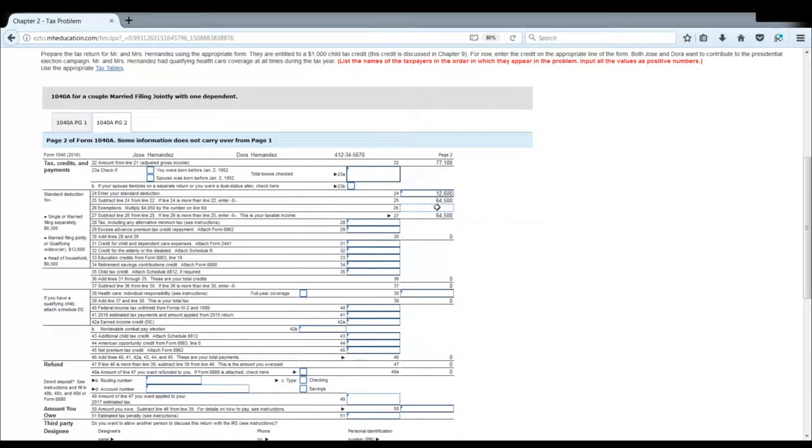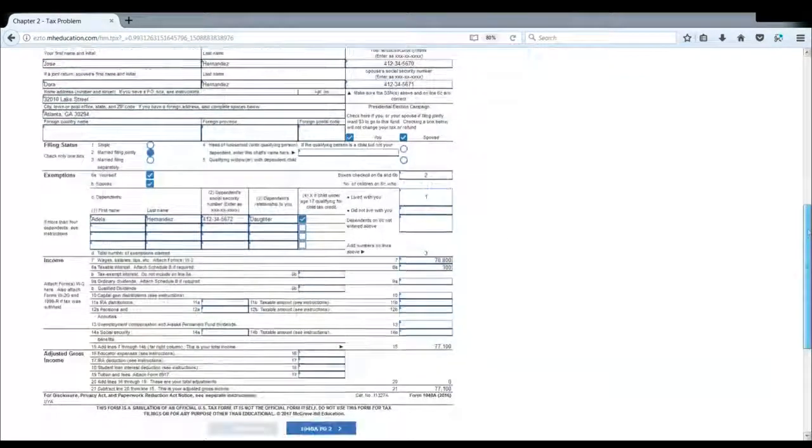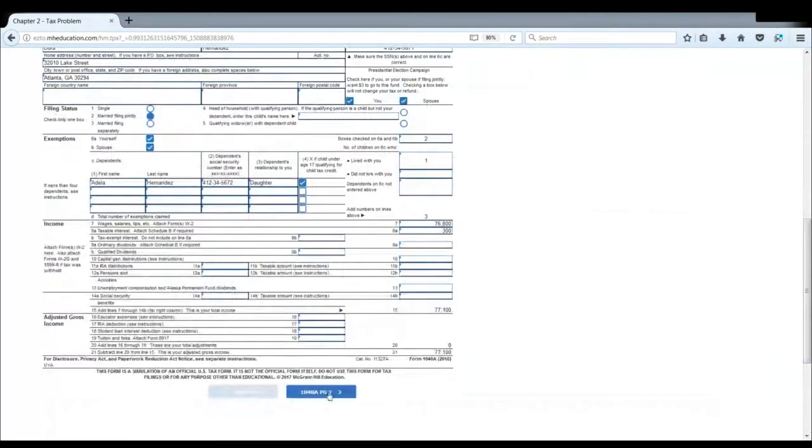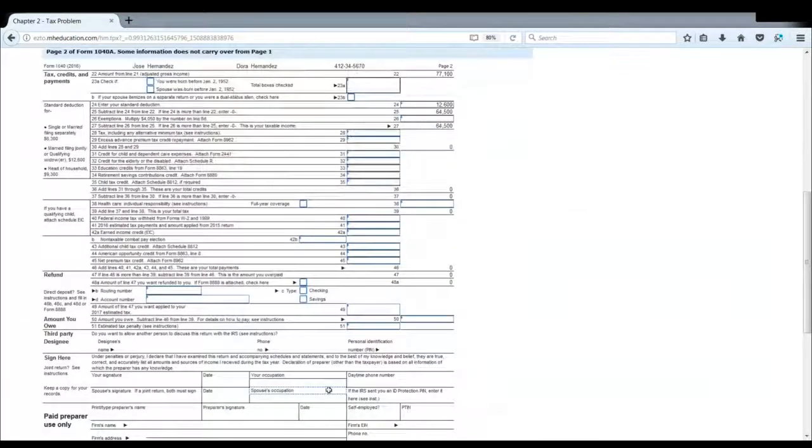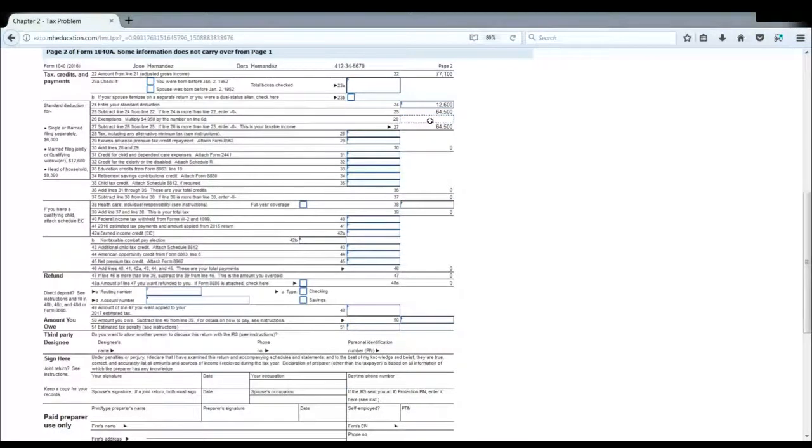I guess this is another open item, exemptions. Multiply 4,050 by the number in line 6D, right? So line 6D, I believe that was 3, right? Okay. Line 6D is 3. So how much is that? Okay, 12,150.